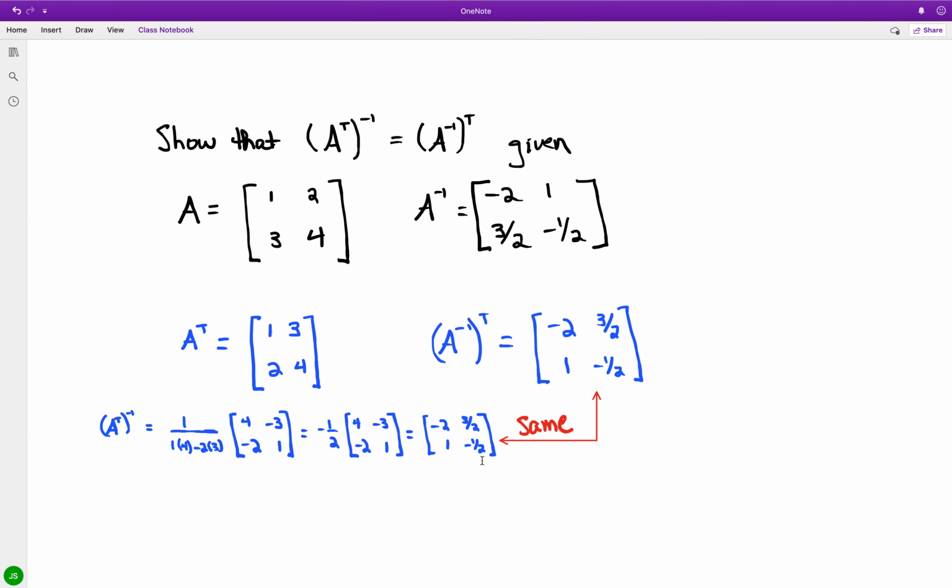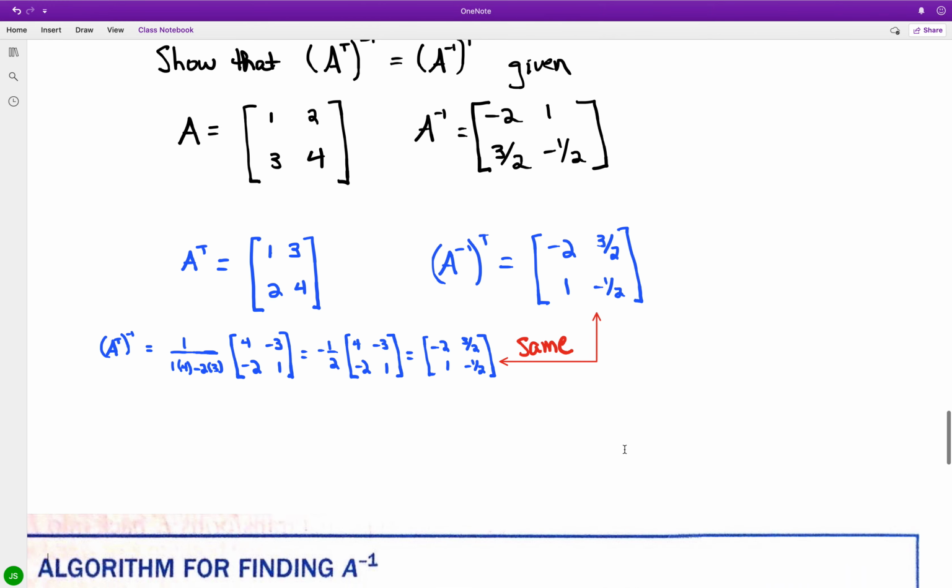And for the transpose of the inverse of A, making the first column into the first row, I have -2 and 3/2. Making the second column into the second row, I have 1, -1/2. And guess what? The inverse of the transpose of A and the transpose of the inverse of A turn out to have the very same values and positions. All right. Now, moving on.